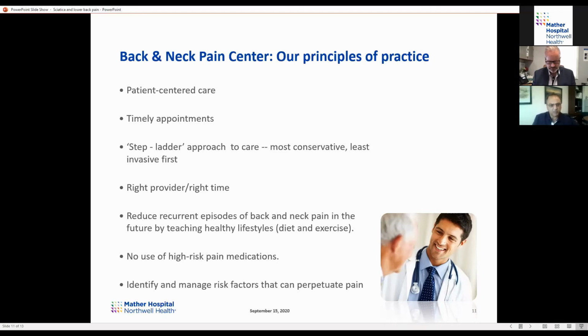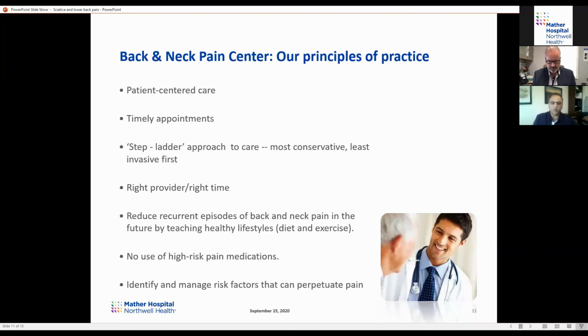So like I said before, we use a step-ladder approach to care. That means we start with the most conservative, least invasive first. That doesn't mean that if you're having severe leg pain and you've tried all the conservative stuff already, that we're not going to go through our ladder and get you to someone like Dr. Durkin more quickly. We are.